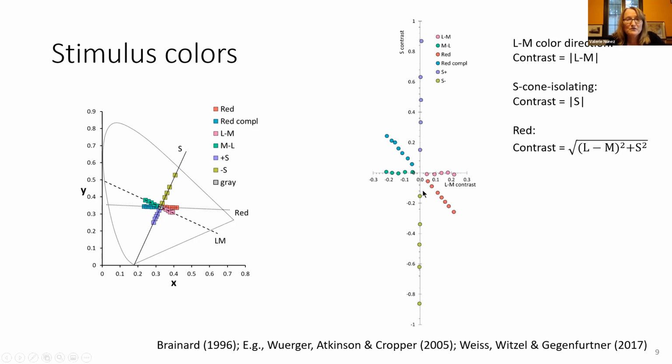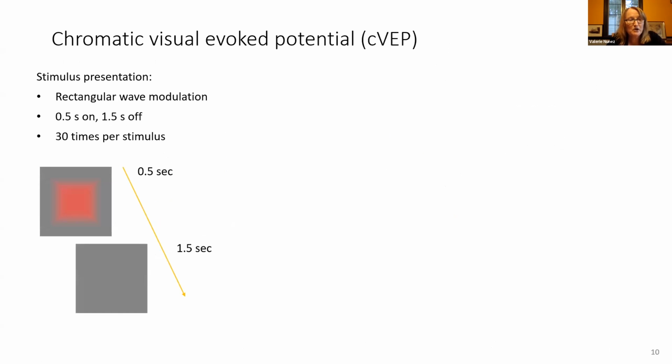Stimuli were presented at several different cone contrast levels, up to the maximum possible within the screen's gamut for each color direction. The distances along the axis correspond to the L-M or S cone contrast respectively. For the red direction, the contrast of a color is calculated as the Euclidean distance along the red direction using the L-M S axis. In the cVEP experiment, participants were adapted to the gray background, then stimuli were presented for half-second periods. This was repeated 30 times for each pattern, color direction, and contrast combination.